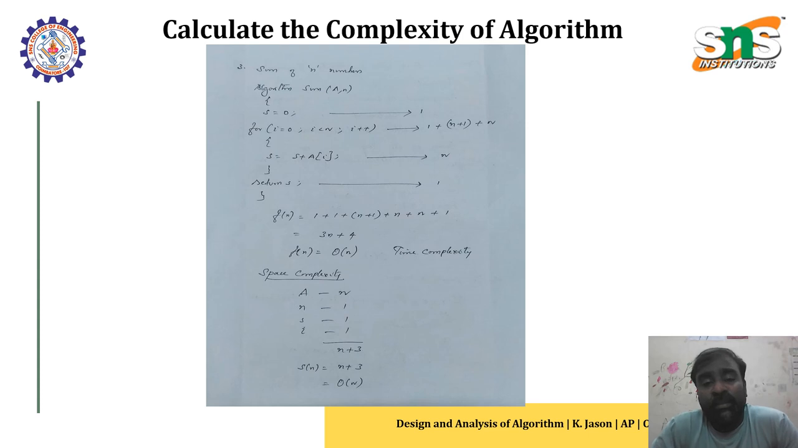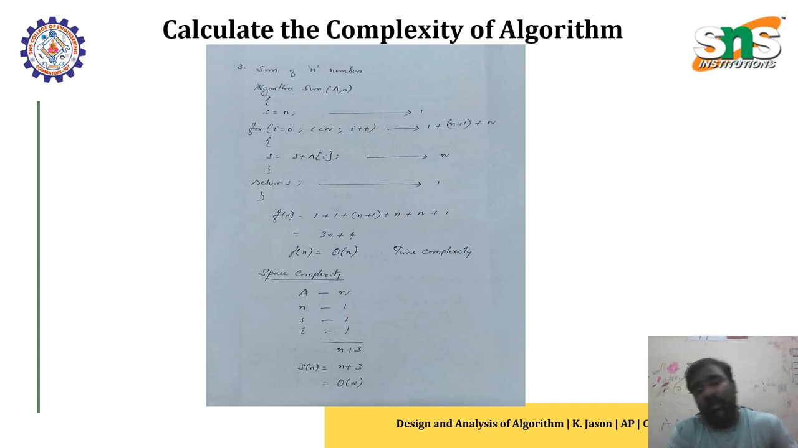Next, the sum of n natural numbers. Algorithm sum of A of n: s assigned 0, then we are using a for loop. Inside the for loop we are using an array because you have to sum n numbers. Then you return the value. First, s assigned 0 is 1 unit of time. The loop runs n plus 1 times, the execution n times, and return 1 time. So you find the time complexity, big order of n.